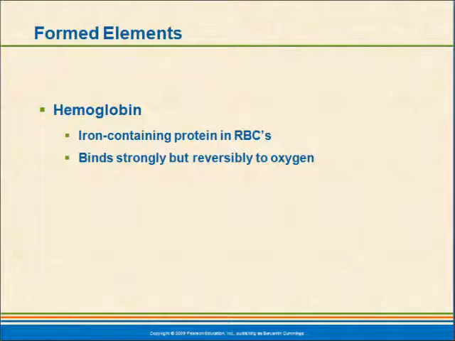Within red blood cells, we have hemoglobin. Again, it's an iron-containing protein. It binds very strongly to oxygen in the right environment, such as the environment in our lungs, but it is reversible. In fact, in tissues that are acidic, such as tissues that are using a lot of ATP, tissues that are being worked, the iron releases the oxygen relatively easily.